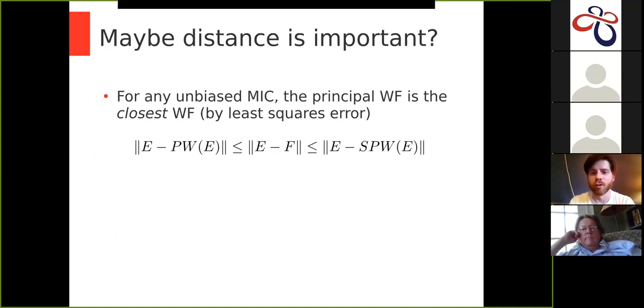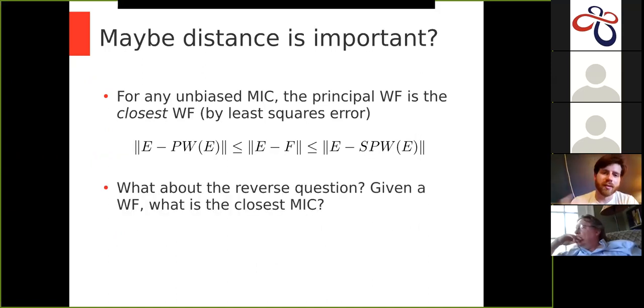And because of the normalization consideration, we find that the shifted principal Wigner function is the farthest you can ever be from a given meek. This motivates us to ask, once again, what about the reverse question? Given a Wigner function, what is the closest meek? In general, that's probably really hard to answer.